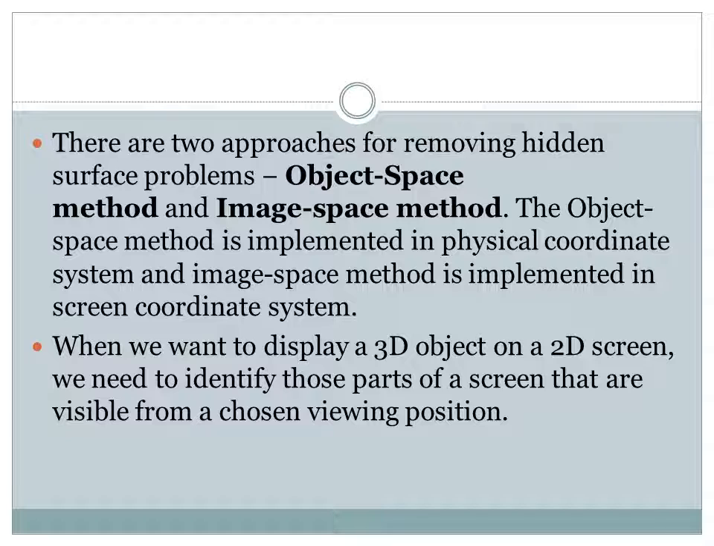Hidden surface removal methods are divided into two categories. One is the object space method, the other one is the image space method. The object space method is implemented in the physical coordinate system, and the image space method is implemented in the screen coordinate system. In the object space method, we compare various objects of the scene and the parts of the objects to determine which parts of the scene are visible or hidden from the particular view position.